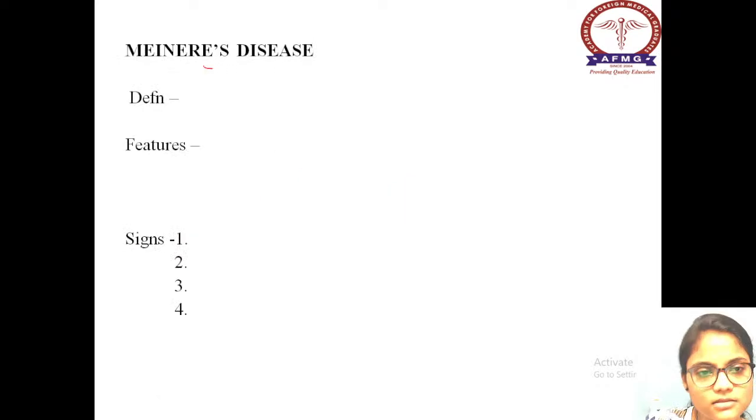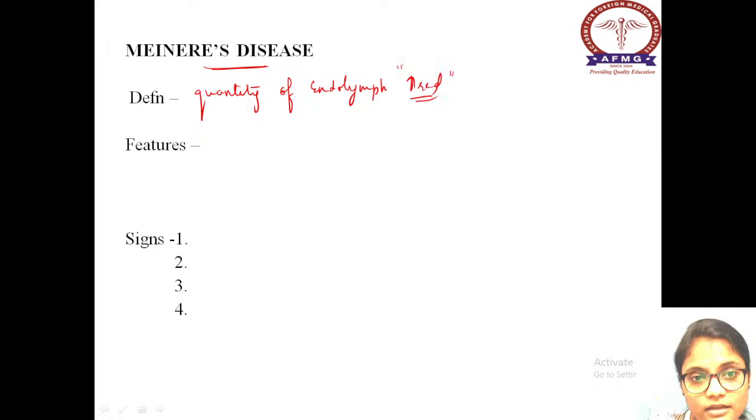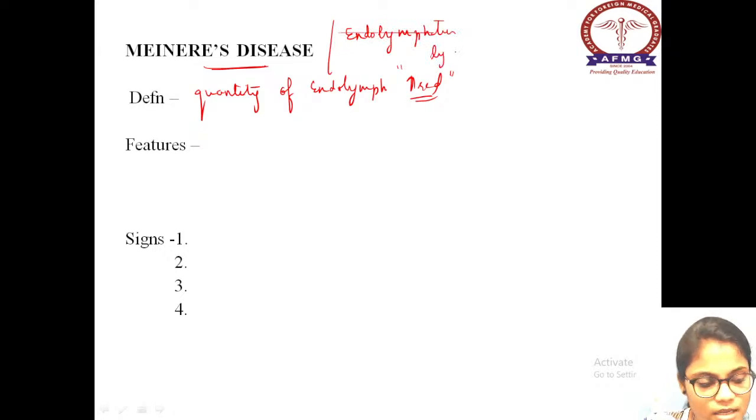So speaking about Meniere's disease, what is the main definition of Meniere's disease? The quantity of endolymph or the secretion of, yes, right, Bright, your name is Bright, right answer. So the quantity of endolymph is increased. The secretion of endolymph is also increased, which means too much fluid content over there. Because of this, we call it endolymphatic hydrops. Another name of this is endolymphatic hydrops.